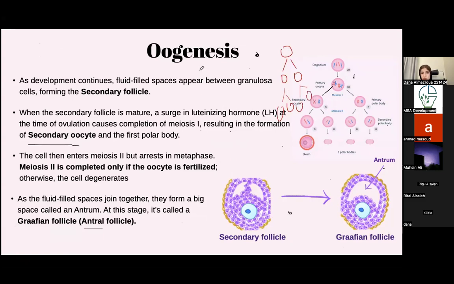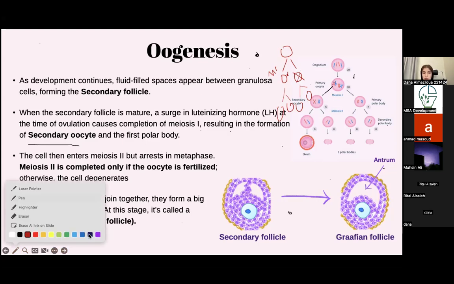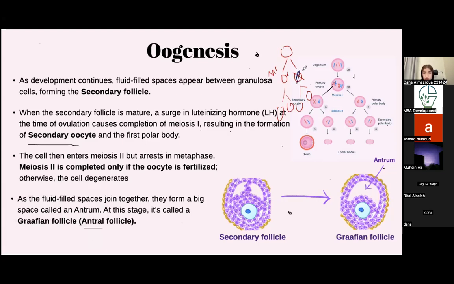Now, what happens in oogenesis is that the cytoplasm distribution is not equal. So in the first meiotic division, this is the first meiosis, 1 of these cells would become a secondary oocyte, and the other one would become a polar body. So basically, it degenerates because it doesn't have enough cytoplasm, so it doesn't survive. So we're done. This is the first polar body. It's gone.